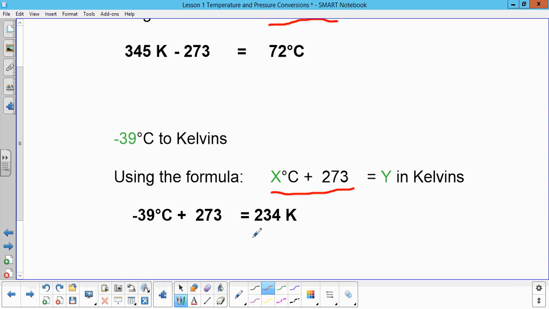Now, it's important for this entire unit that anytime you see a temperature in Celsius, you immediately cross it out and change it to kelvins. If we leave it in Celsius, none of your formulas will work. So that's going to be our first thing that we're going to be practicing.